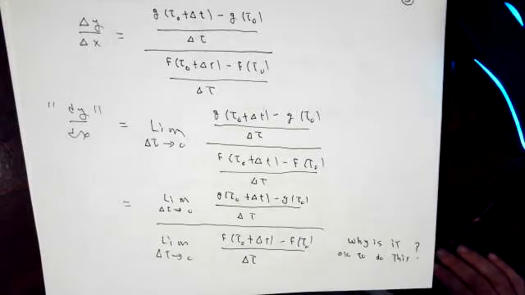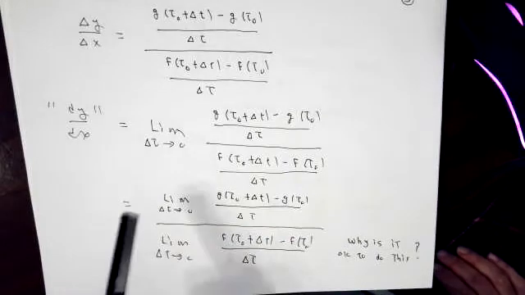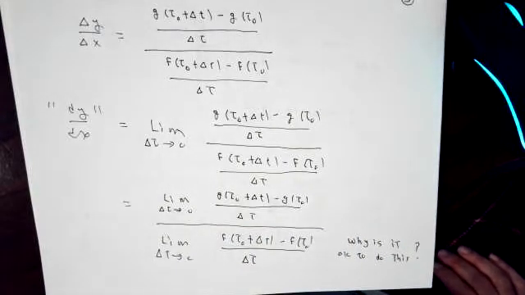Under what circumstances is it okay to take this limit and bust it up into the fraction of these two limits? When both of the limits involved exist and the one on the bottom isn't zero.